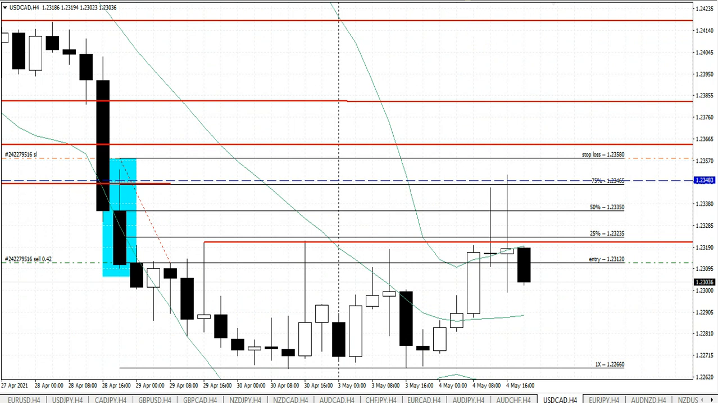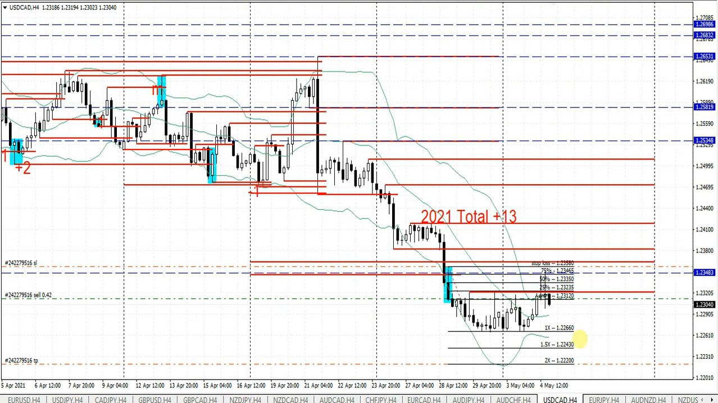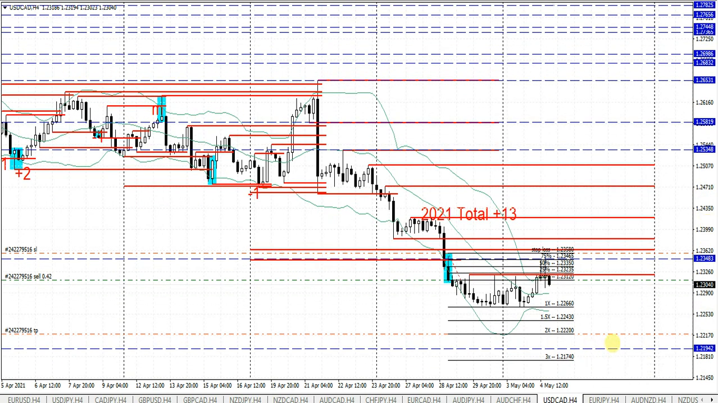Right here, not just once, but now as we build this box, we move all the way and reject that area a second time. So this is probably what's going to drive the market to the downside to our 2 times profit, which is just floating above the next level of support.